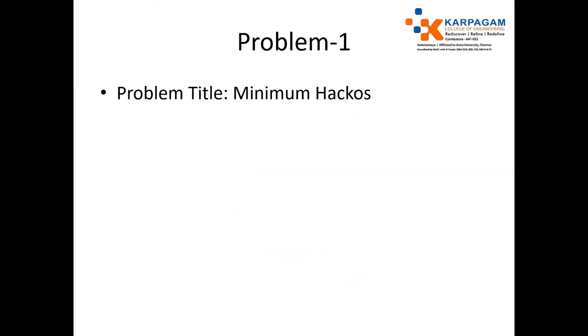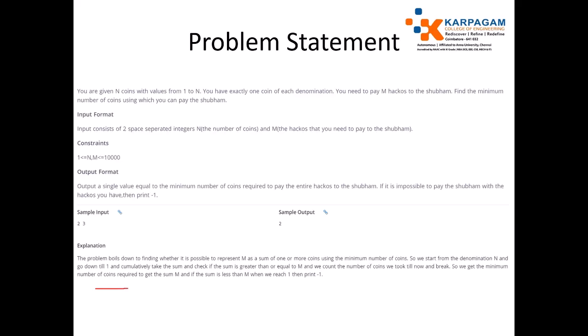Start with problem number 1. The problem title is Minimum Cacos. Read the problem statement. We are given n coins with values from 1 to n, the sequence 1, 2, 3 up to n. We have exactly one coin of each denomination. You need to pay m cacos to the shopkeeper. Find the minimum number of coins using which you can pay.